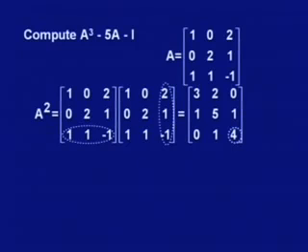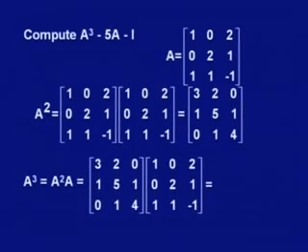Once we get A square, we can compute A cube, which is A square multiplied by A. Now the order is not important here. We can multiply A square by A, or we multiply A by A square, because this is associative, and this gives me the result as this matrix.